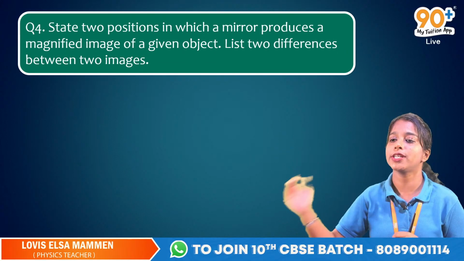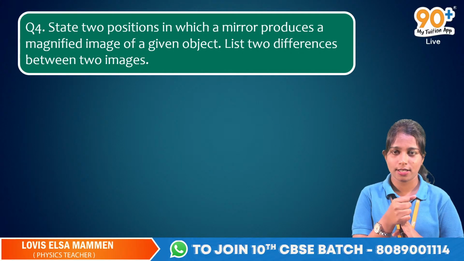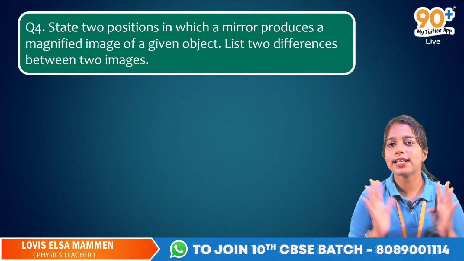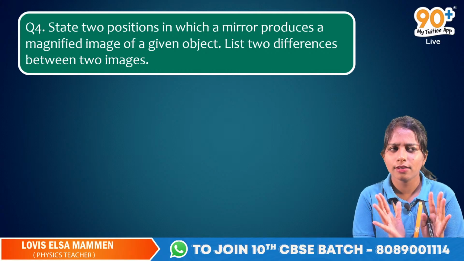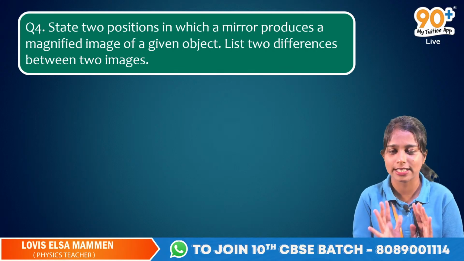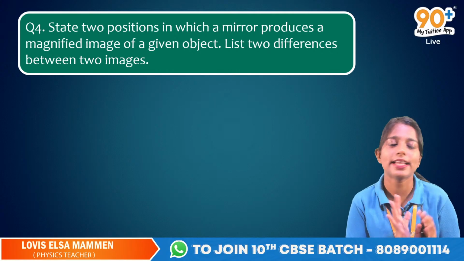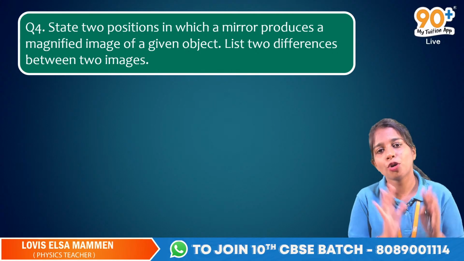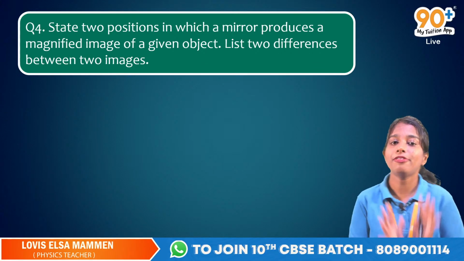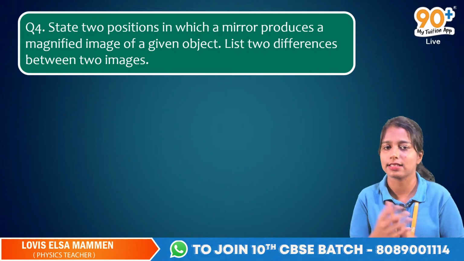State two positions in which a mirror produces a magnified image of a given object. Let's do differences between two images. So the question is that only the mirror is given. They didn't specify which mirror it is. We know that there is a convex mirror and there is a concave mirror, but they didn't specify the name of the mirror. The question is: if you place an object in front of a mirror, you will be getting a magnified image. You are asked to state two cases in which you get a magnified image. Just state it. Got it?